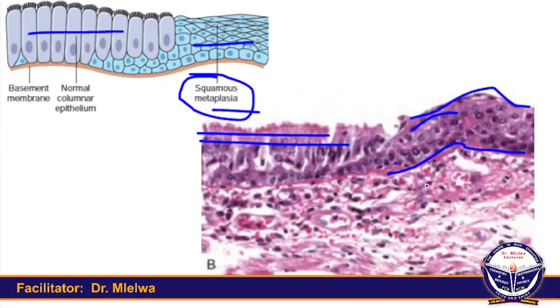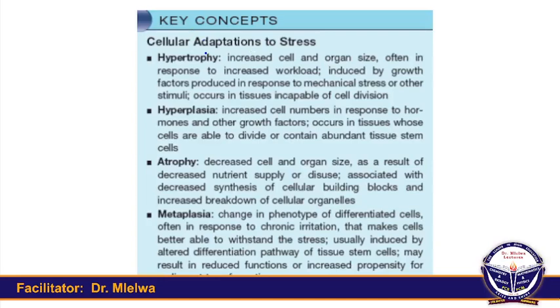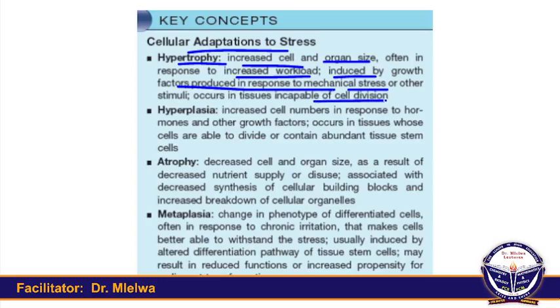Kwa hiyo more explanation regarding this unaweza kaenda ukavisit Robbins na ukakuta hayo maelezo kwa undani zaidi, lakini this is what happens. So key concept which you need to understand about cell adaptation to stress, you need to understand about hypertrophy: increase in the cell and original size, often in response to increased workload. Hypertrophy in response to increased workload, induced by growth factor produced in the response to mechanical stress or other stimuli, occur in tissue incapable of cell division.